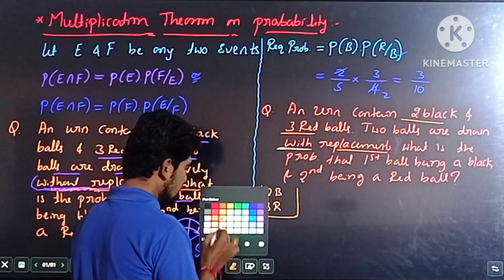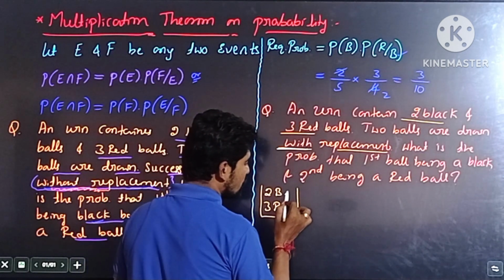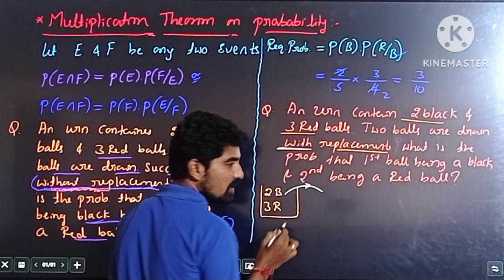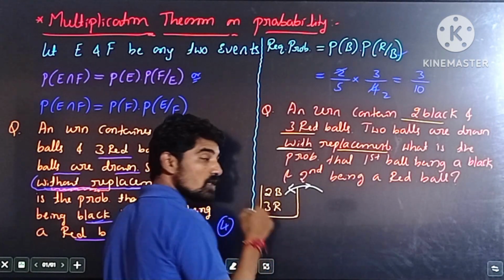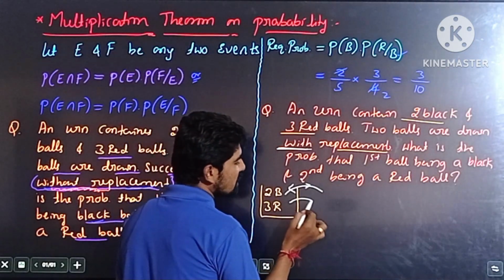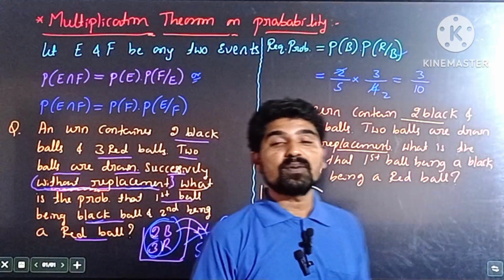With replacement means he has to choose one ball from the box and note down its color, and then keep that ball back in the box, and then he has to choose the second ball. This is the with replacement manner.